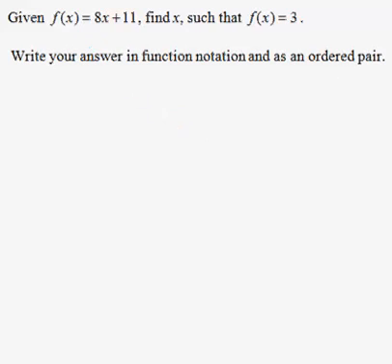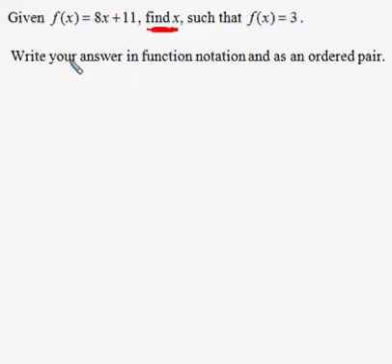In this problem, we're given a function f of x, and we are to find the x values such that f of x is equal to 3. So notice we are not going to substitute a number in for x. In fact, we don't know what x is. That's the whole point of finding the value of x, so that f of x is equal to 3.